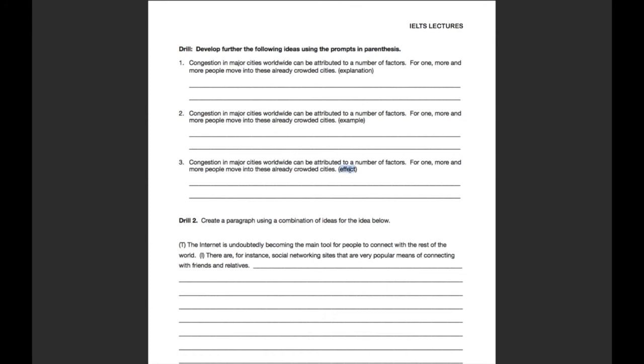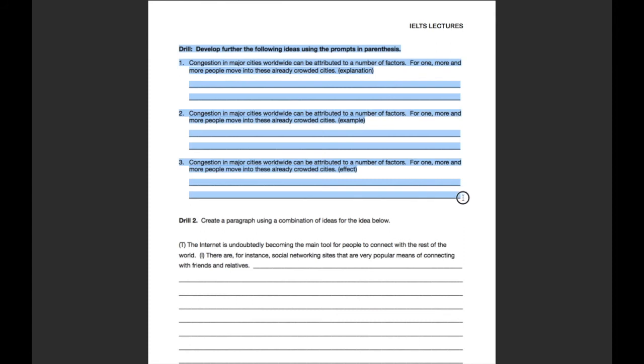Now, you might want to emphasize that the effect can be negative or positive or both. But you might want to ask them, so if a city is already crowded and more people get into these crowded cities, what could be the effect? So you guide them, and then from there you let them write. This should be for about 7 to 10 minutes altogether.